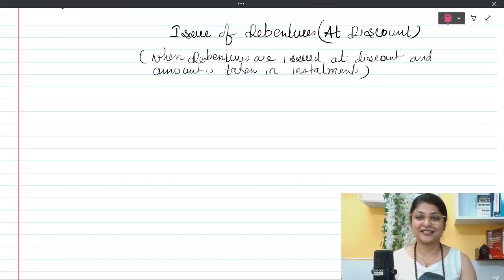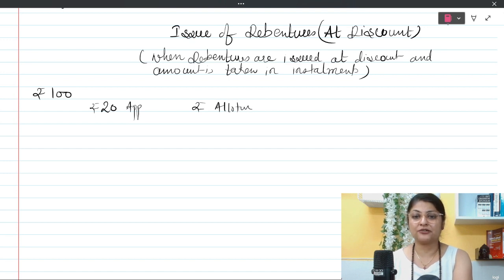Now let us see the practical part of it, meaning how to pass the journal entries when debentures are issued at discount and the amount is taken in installments. So let's continue with the example which we had taken in class number 1 and 2. We are assuming that debentures' face value is rupees 100 and the company is asking rupees 20 at the time of application. At the time of allotment we will deduct rupees 10. So the debentures are issued for 90 rupees, let's say rupees 90 is the issue price.